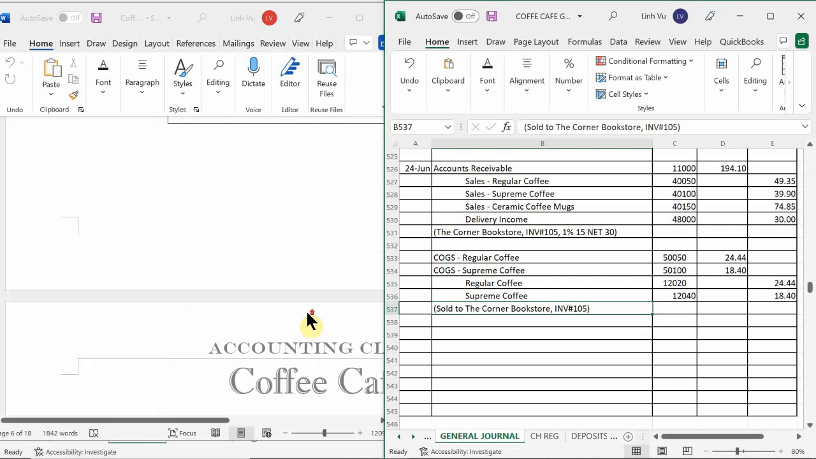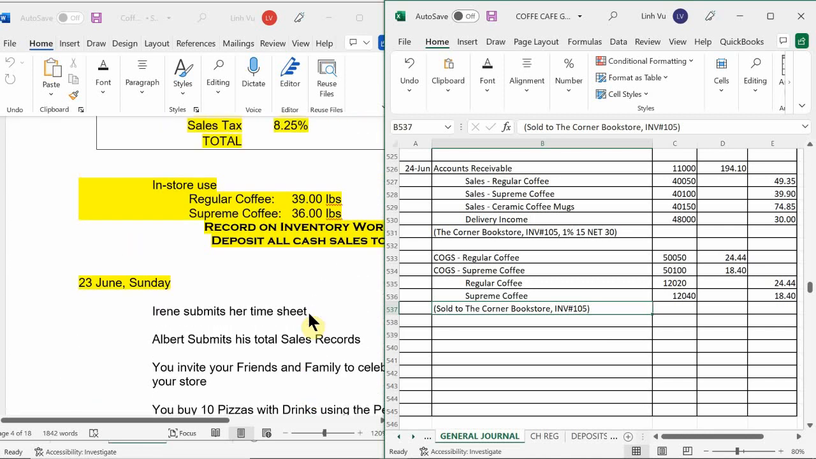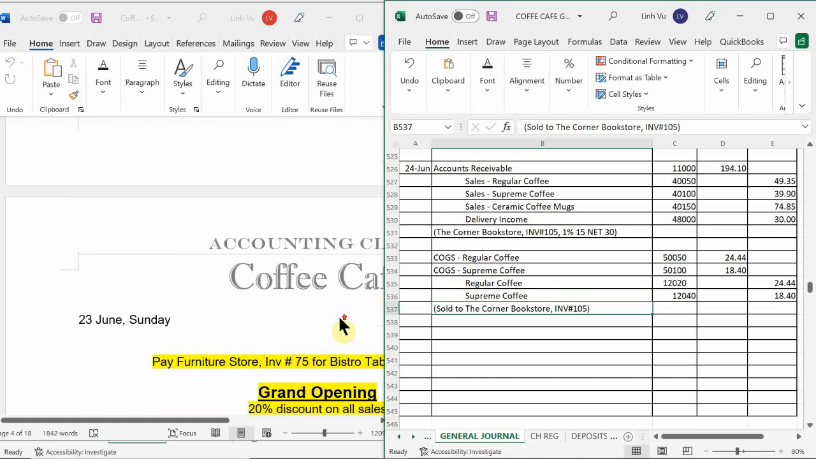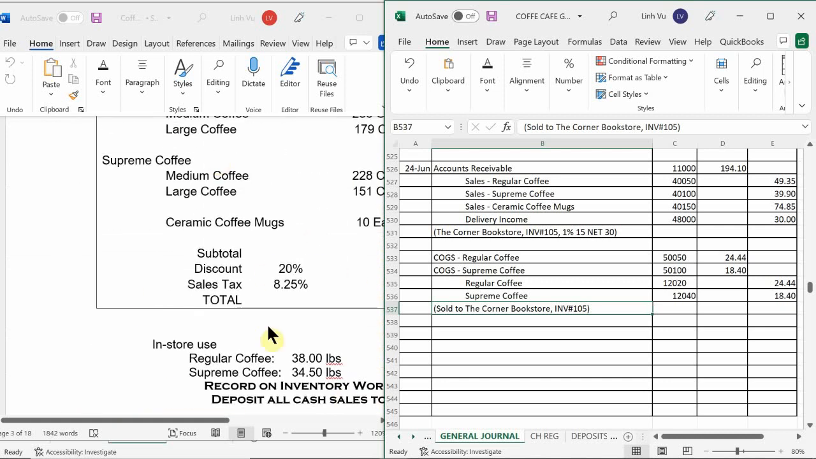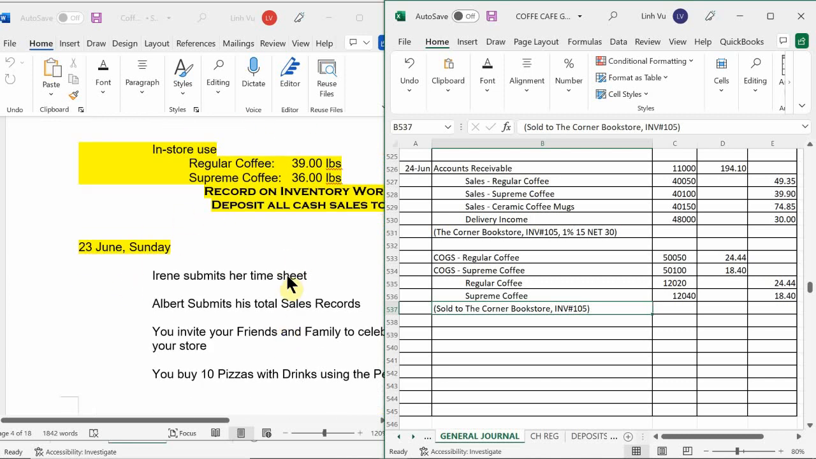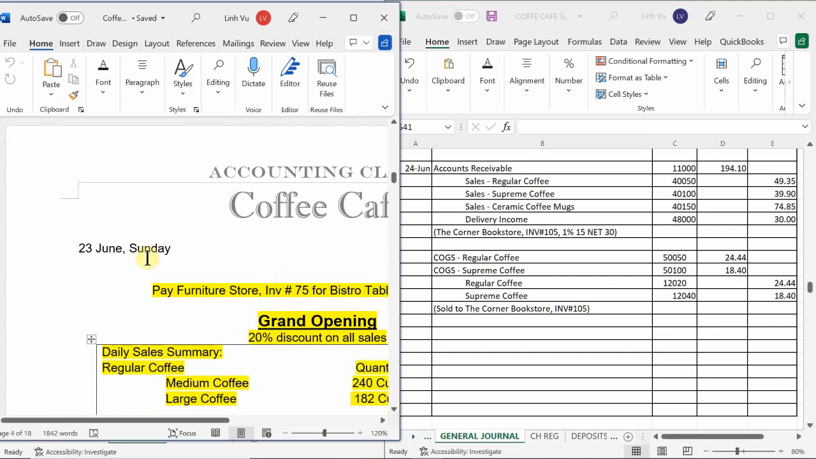So what actually happened was I was looking for a specific transaction yesterday. If you guys remember, I was looking for that payment to the furniture store. And I accidentally went over this whole entire thing because I got confused with this transaction, thinking that this was it. So I skipped all of that and went straight to Irene submitting her timesheet. So actually, we have to do all of this right here. So here we go. We do need to backtrack.